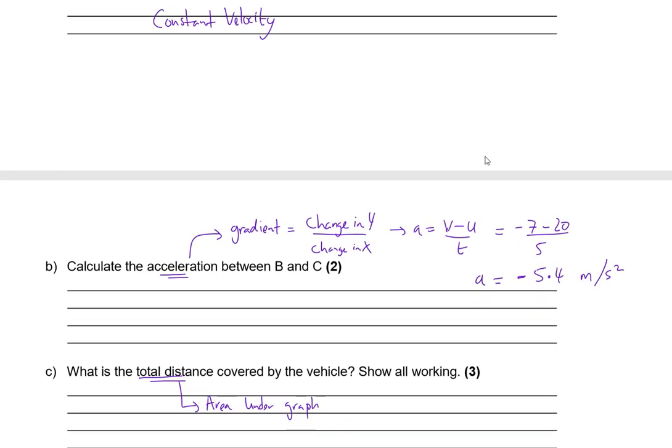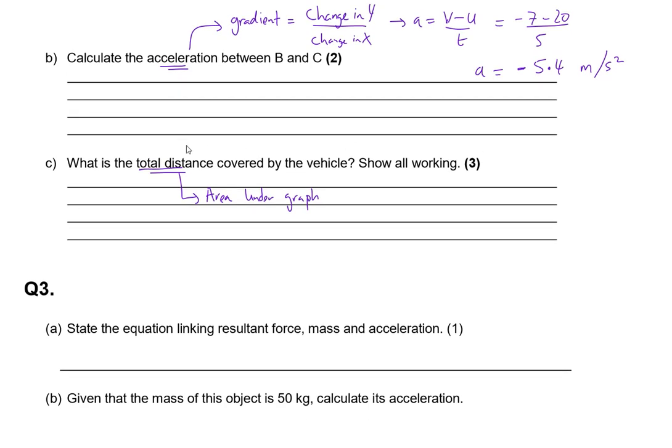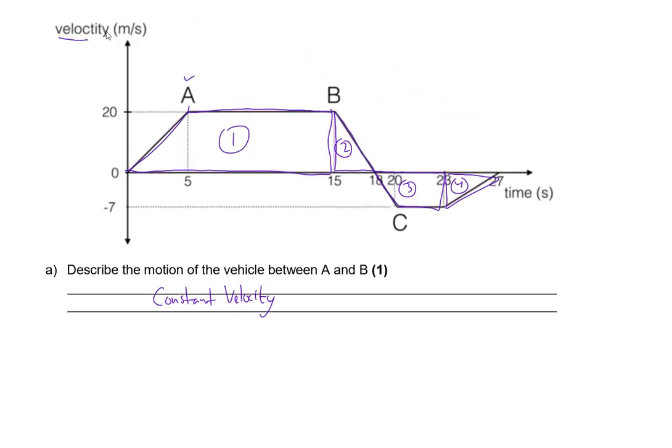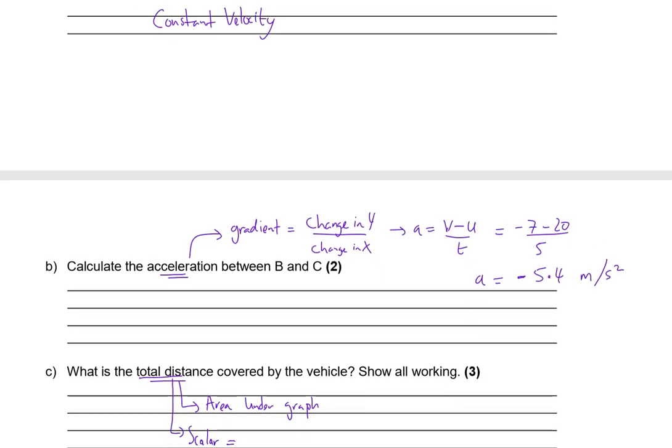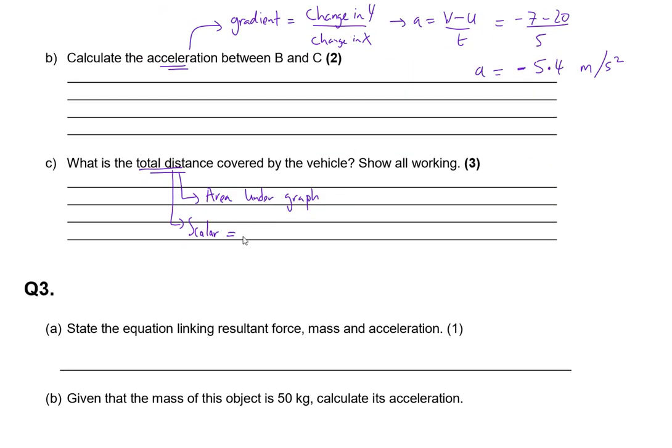Now first of all, distance is a scalar, so therefore we don't need direction. Now velocity is a vector. The negative here is telling us the direction. -7 is going the other way. So we don't need this, therefore no need for minus. We don't need minus.